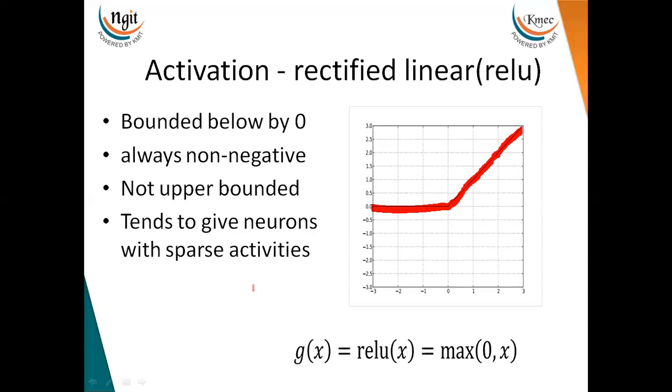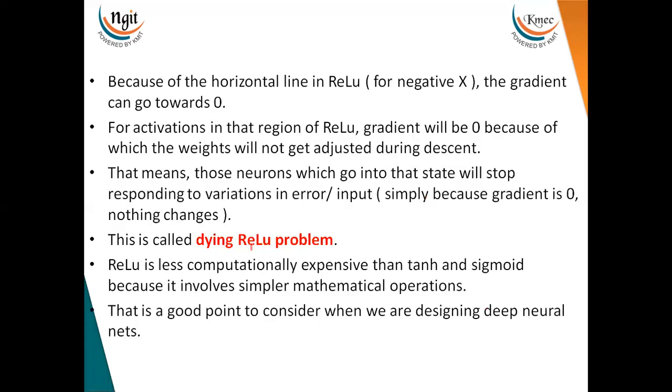But what is the disadvantage? There may be neurons with sparse activities. Sparse activities means what? If your neuron is generating a negative output, then you will convert it to 0. Yes or no? You will convert it to 0. If more zeros are there, then you will call it a sparse one. Now, in ReLU, the rectified linear unit, there is one disadvantage called the dying ReLU problem, a very famous problem.